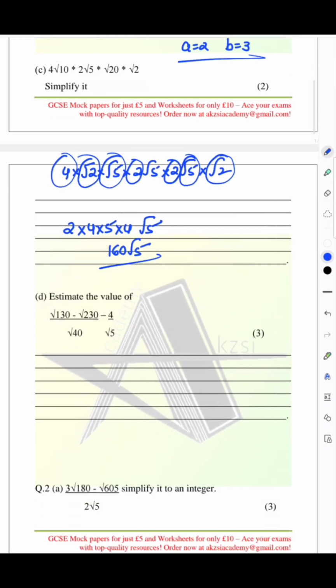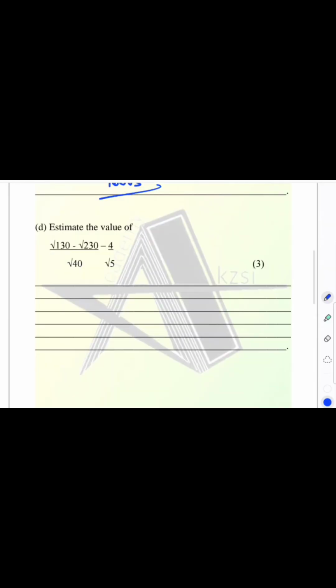Moving on to part D. Estimate the value of root 130 minus root 230 over root 40 minus 4 over root 5. If it's written as estimate the value, you just need to put that in the calculator. Obviously, even in a calculator paper, if they have mentioned to simplify it, don't write down the answers from your calculator, though you will hardly find that question.